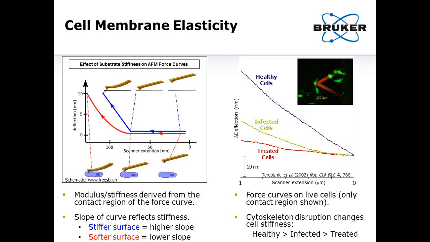Looking to the right side of the slide, we have some force curves taken on 3 different cells with only the contact region of the curve shown. The blue curve was taken on a healthy cell, while the green curve was obtained on a cell that was infected with a bacteria known to disrupt the structure of the actin cytoskeleton. And the red curve was taken on a cell treated with the drug cytochalasin, which is known to disrupt actin polymerization. We can see that the slopes of both the green and the red curves are much lower than the blue curve, indicating that disruption of the cytoskeleton changes the cell stiffness, which makes sense, as the actin cytoskeleton is directly responsible for maintaining cell rigidity.